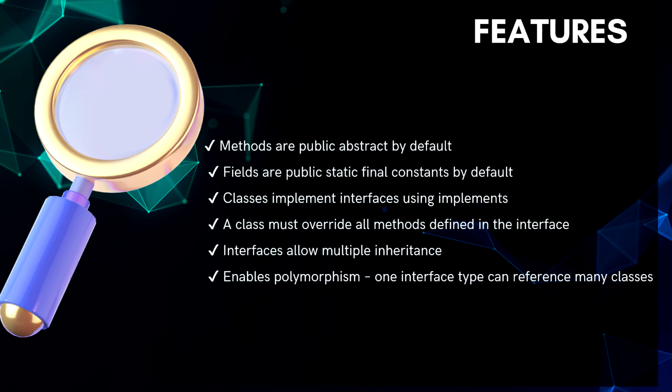Some key features of interfaces include: methods are by default public and abstract. Fields are constant, meaning they are public, static, and final. Classes implement interfaces using the implements keyword and must override all abstract methods. Java allows multiple inheritance by letting a class implement several interfaces, which helps in defining behavior across unrelated classes.